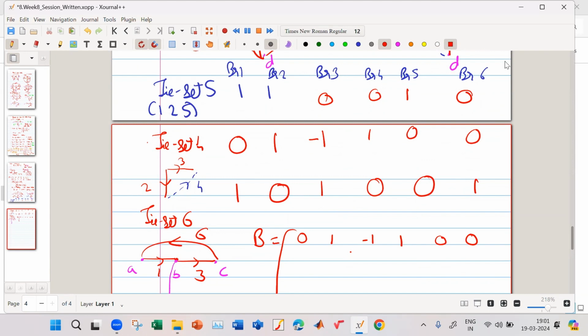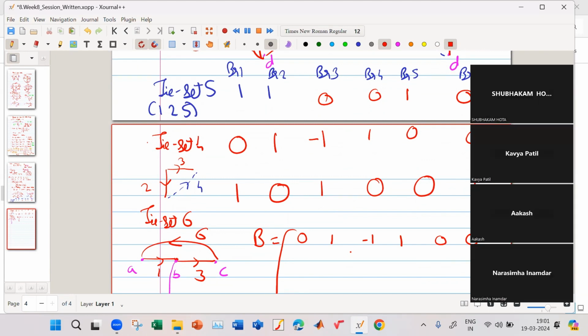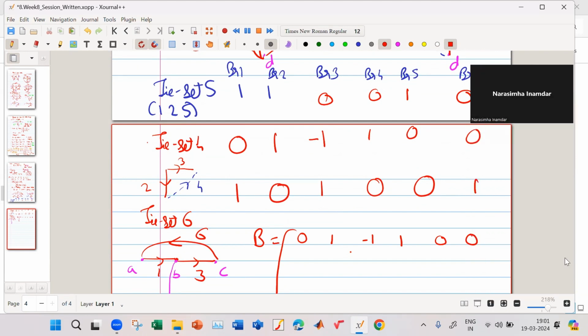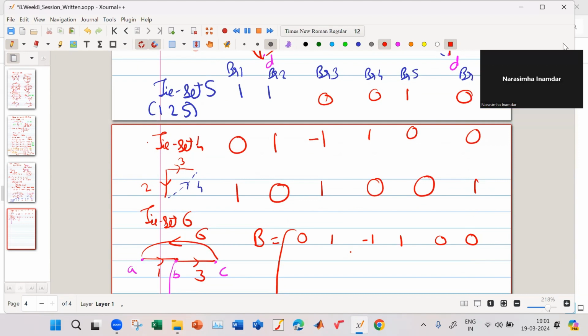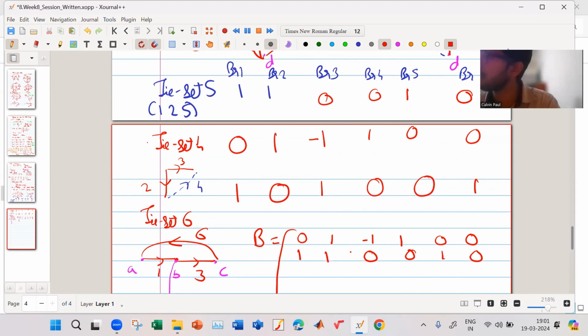Let me ask someone else. So Narasimha, what will be in the second row? Second row it will be containing 1, 1, 0, 0, 1, 0. Okay, then Akash, what will be in the third row? 1, 0, 1, 0, 0, 1.